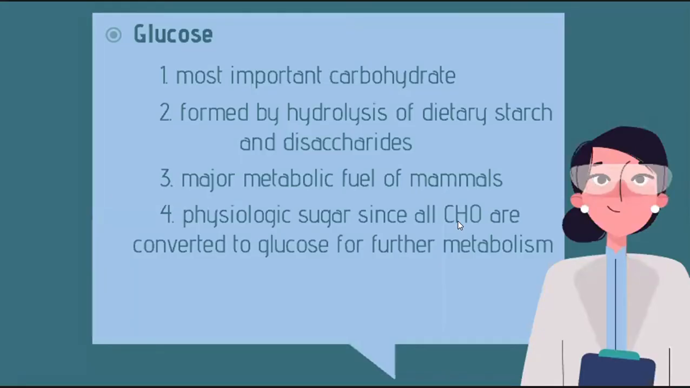So the most important example of carbohydrates is glucose. Glucose is the most important carbohydrate. It is formed by hydrolysis of dietary starch and disaccharides. It is the major metabolic fuel of mammals and the physiologic sugar, since all carbohydrates are converted to glucose for further metabolism in the body. The most dietary carbohydrate that is absorbed into the bloodstream is in the form of glucose, by hydrolysis of starch and other disaccharides.